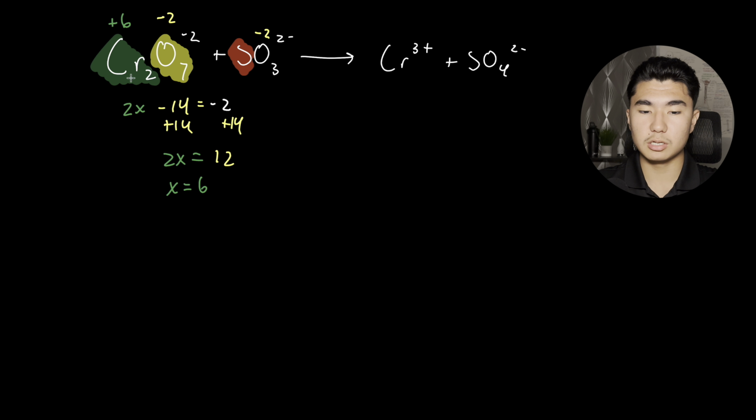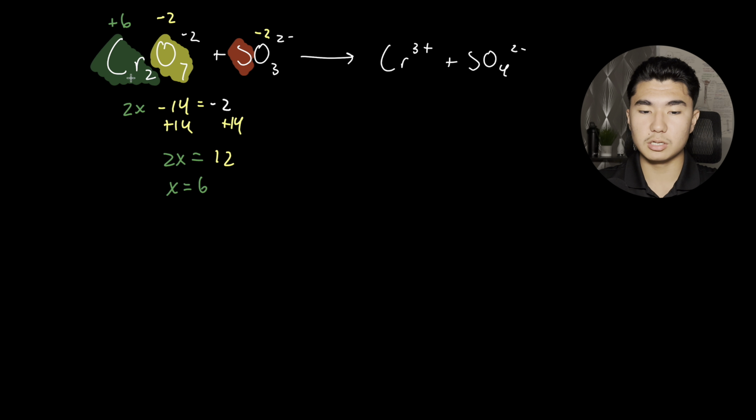So -2 plus 6 is going to be 4. So let me change this. Our X is going to equal 4. And obviously, since 4 minus 6 equals -2, our oxidation number over here for sulfur is going to be +4.